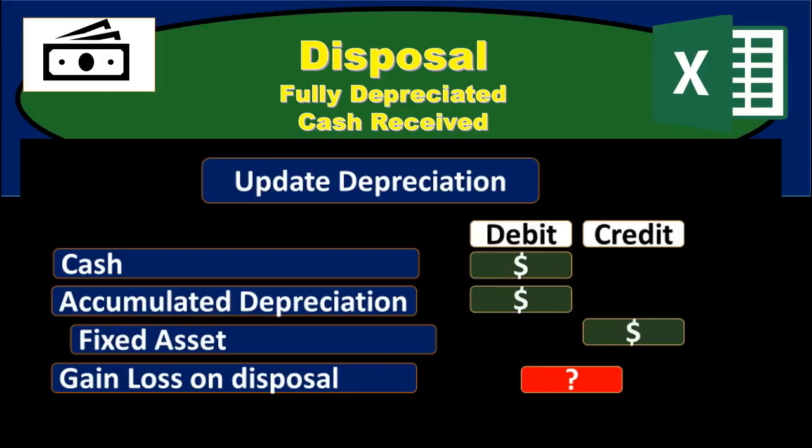In this presentation, we will take a look at the disposal of property, plant, and equipment for a fixed asset that is fully depreciated and cash is received upon the disposal process.